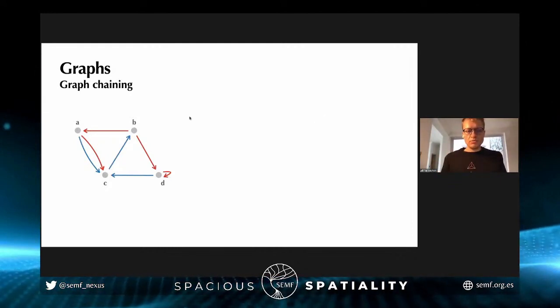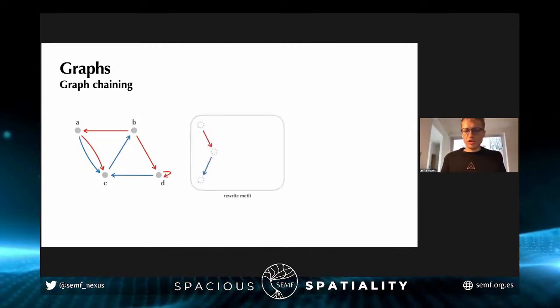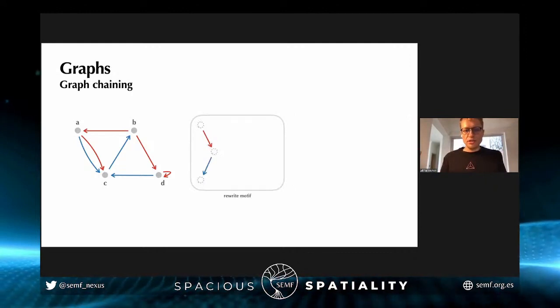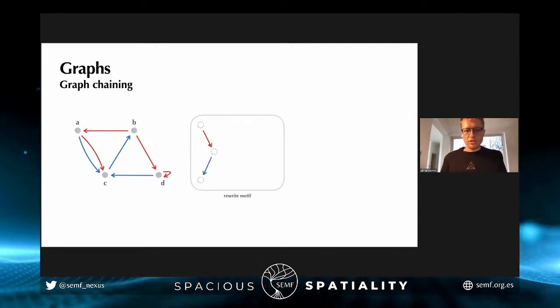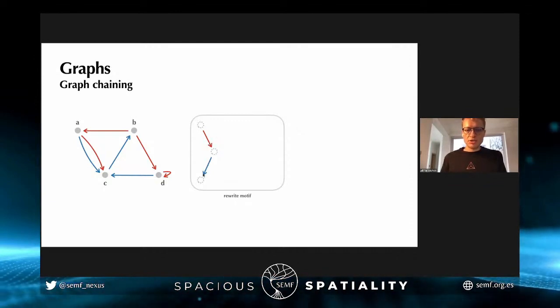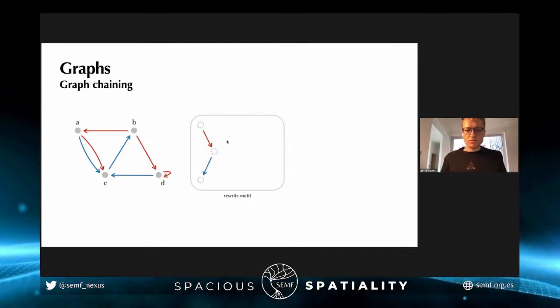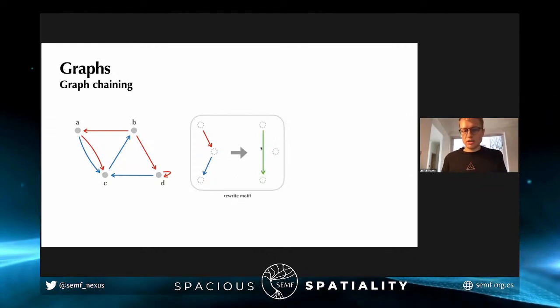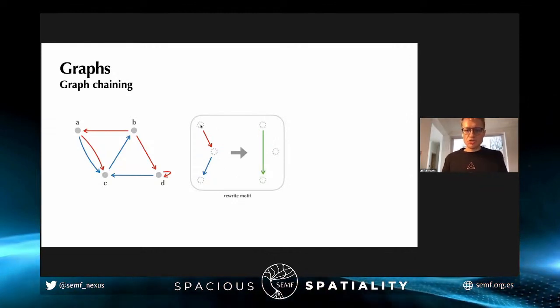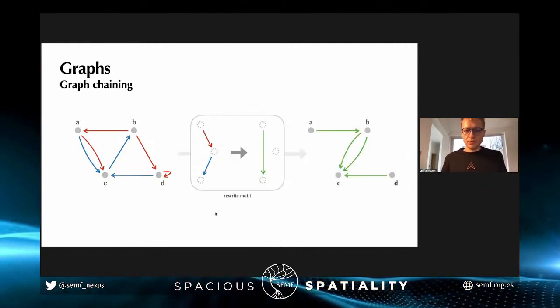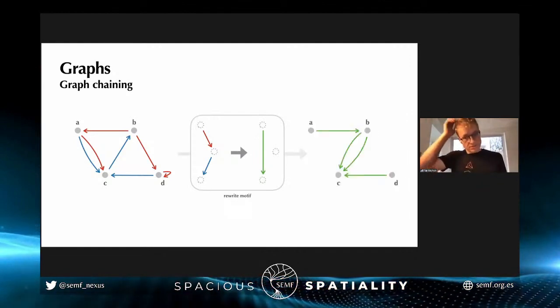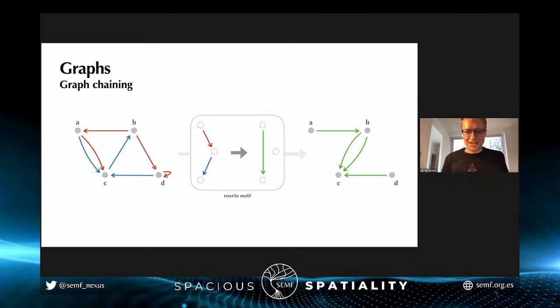So they're colored red and blue. And what we're going to look for is a particular pattern, which is a red edge followed by a blue edge, so that the target of the red edge is the same as the source of the blue edge, which I'm going to represent with this motif. Whenever we see that, we're going to replace it with a green edge that goes straight from the source of the red edge to the target of the blue edge. Okay. That's what the result is, but we'll verify that.